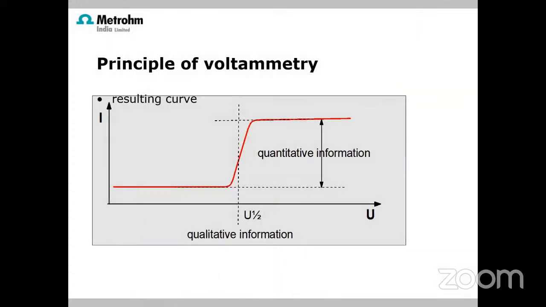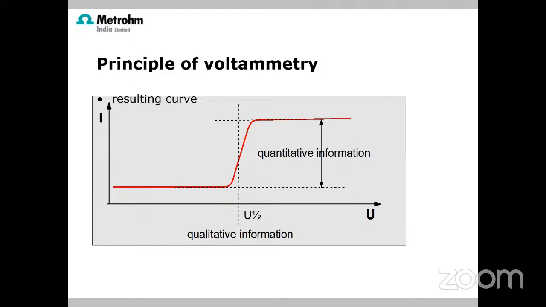The principle of voltammetry is like this. You can see I is the y-axis and U is the potential. When we keep applying potential, nothing happens at first, but from this point onwards a reduction begins. At this point, all the lead ions are completely reduced. I'm taking the lead example because we have just seen Pb2+. The entire Pb2+ is reduced, and then you have a flat current. When you plot this, you get a U half, or the E half. You must have heard of the half-wave potential in your studies.